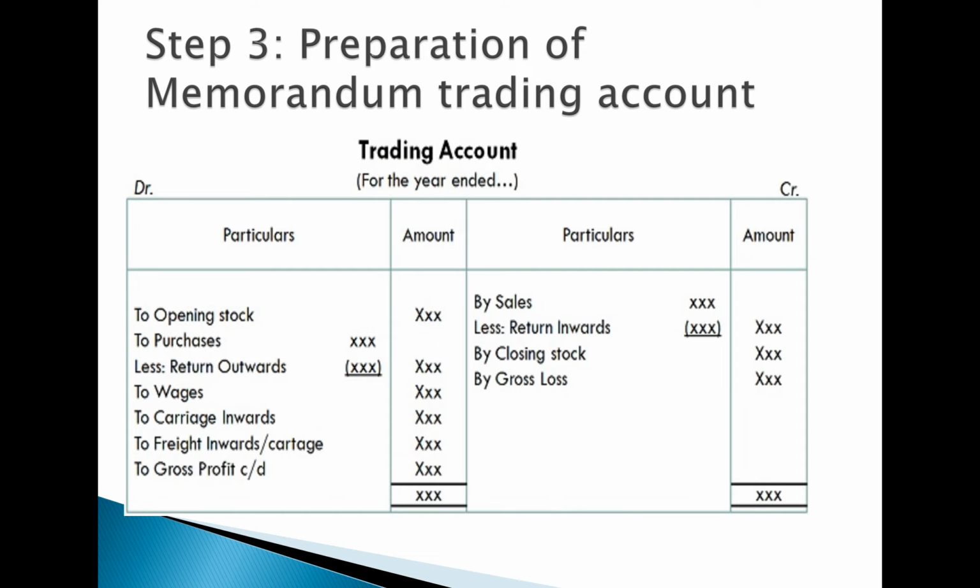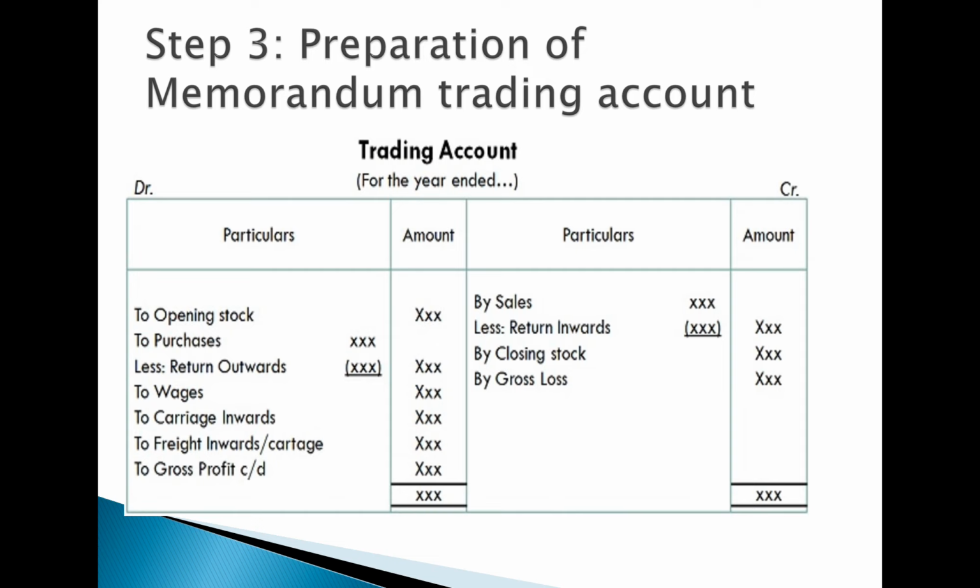For example, the financial year started from 1/4/2022 and the fire accident occurred on 20th July 2022. In that case, we will prepare the memorandum trading account from 1/4/2022 to 20th July 2022. That is, till the date of fire we will prepare the trading account. So the difference between the trading account and the memorandum trading account is that the memorandum trading account is prepared from the beginning of the financial year till the date of fire. And when it comes to preparing the memorandum trading account, the main purpose also differs from the trading account.